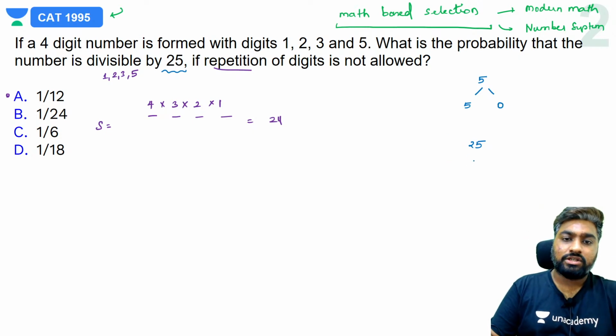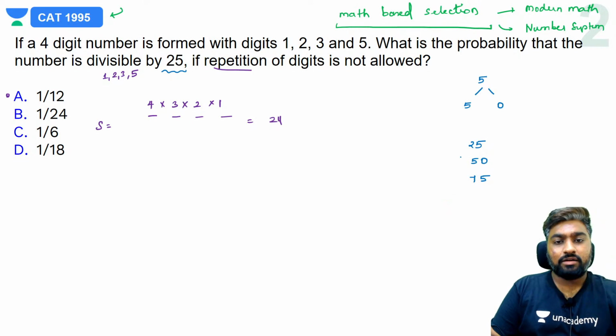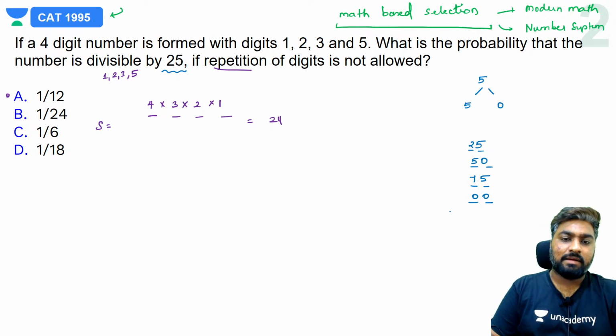Or it should end with what? What is 25 two times? 50. So it will end with 50, like 50, 150, 250 and so on. Then you will have numbers that are 25 multiplied by odd numbers, like 25 into 3, 75. And 25 multiplied by multiples of 4 will end with 2 zeros. So these are the last 2 digits possible. Is there any other possibility, any other number that you can get when you multiply a number with 25? Not really.